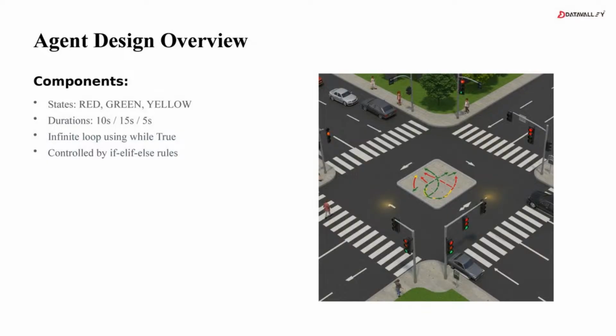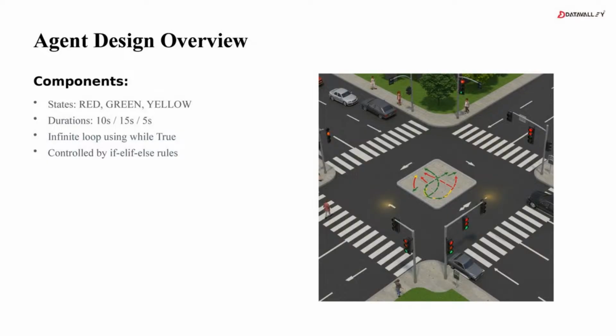The first component we need is defining the states. What are the states we have? As we all know from the basic traffic rules, we have red, yellow, and green color. These are the only states the agent will be able to move from one to another. So these three colors are considered as states.